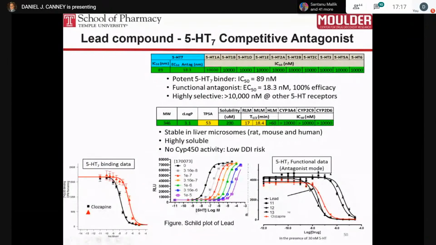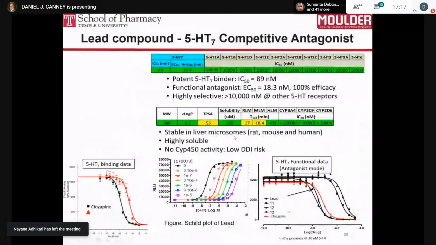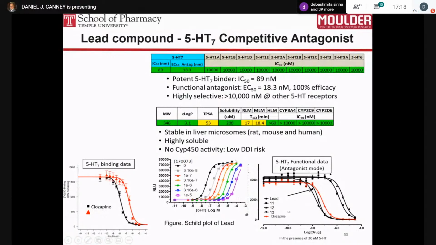And this is just summarizing some of the properties of it. It's a potent antagonist. It's a functional antagonist, 18 nanomolar functional activity. It's highly selective compared to other 5-HT7 receptors. And as I just mentioned, it's stable in mouse liver microsomes. It's soluble. So I'm sorry that it keeps progressing without me telling it to. It's soluble and doesn't have the activity. So it had all the properties, or at least many of the desirable properties that we were looking for.